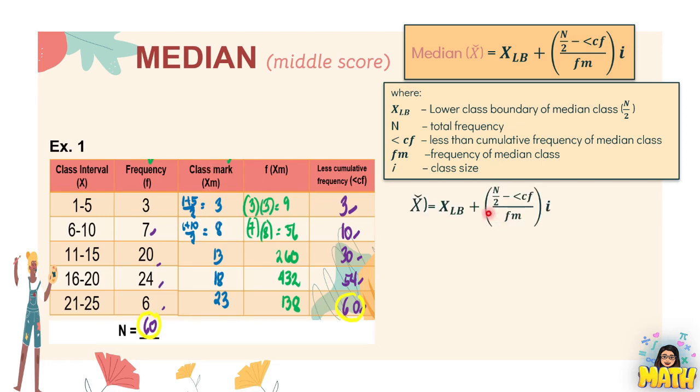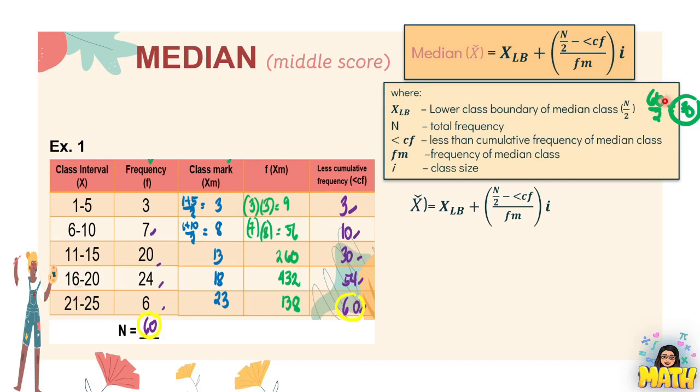To compute for the median or the middle score, kailangan ay alam muna natin kung nasaan yung median class, which has the formula N over 2. Here, we have a total of 60 samples or 60 data. Divided by 2, we have 30. That means the median is on the 30th score once we have arranged it from smallest to highest value.